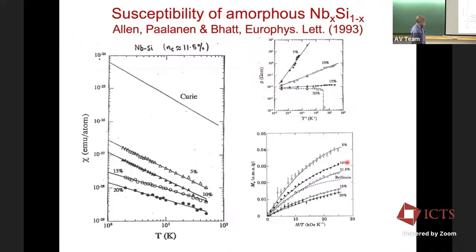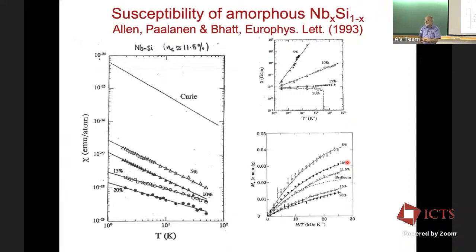I think part of it was that we could not go to high enough fields at that time. But it's something that should be done. One of the problems is that all these niobium and silicon samples have to be vacuum sealed in a pellet, because if they are not, then they oxidize, and then everything goes out the window. So it's much harder to deal with these.